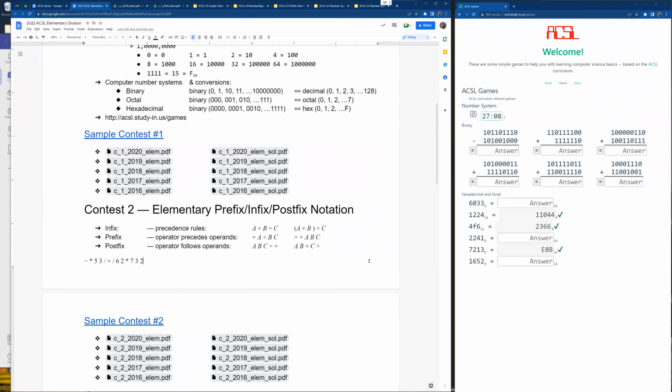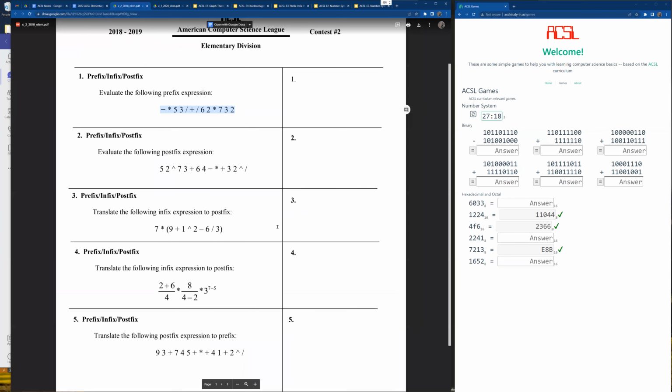Remember, this is prefix. The answer for number 2, 5, I don't know. Again, that's a good question. So prefix is you do times 5, and postfix is 5 times. Okay.